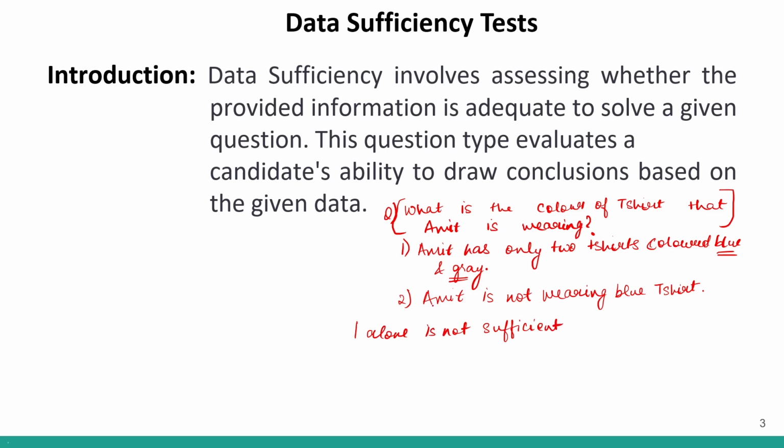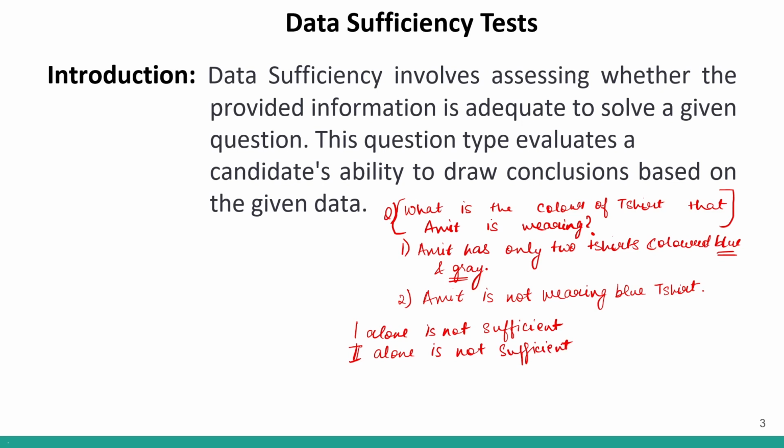Coming back to statement number 2. Statement number 2 says that Amit is not wearing a blue t-shirt. But does it answer the question, what is the color of the shirt that Amit is wearing? No, it just says that it is not blue, but it could be red, it could be yellow, it could be green. Therefore, 2 alone is also not sufficient.